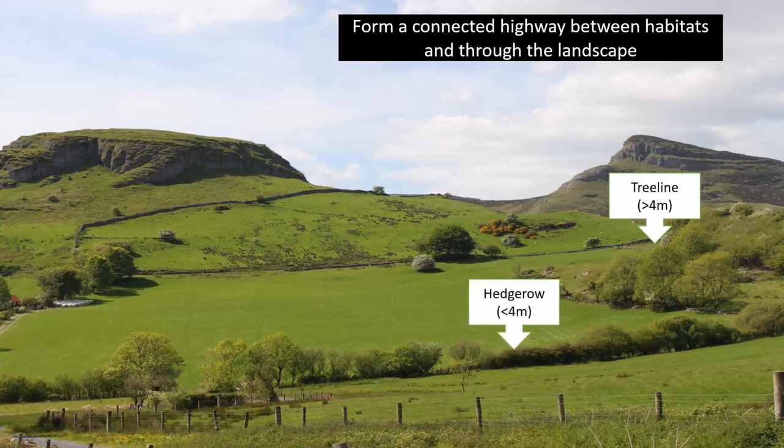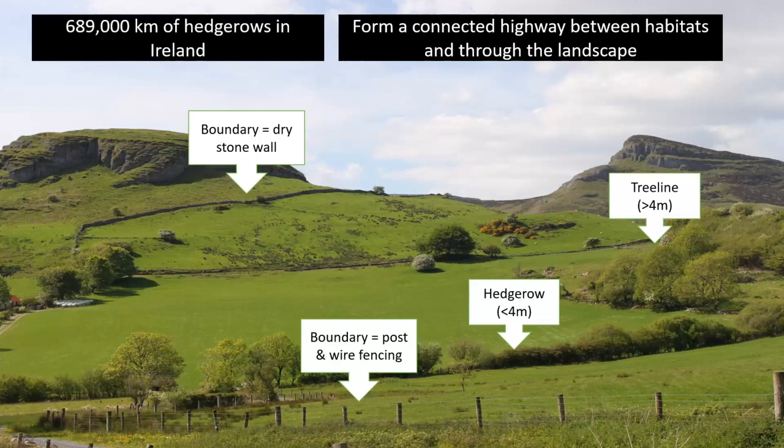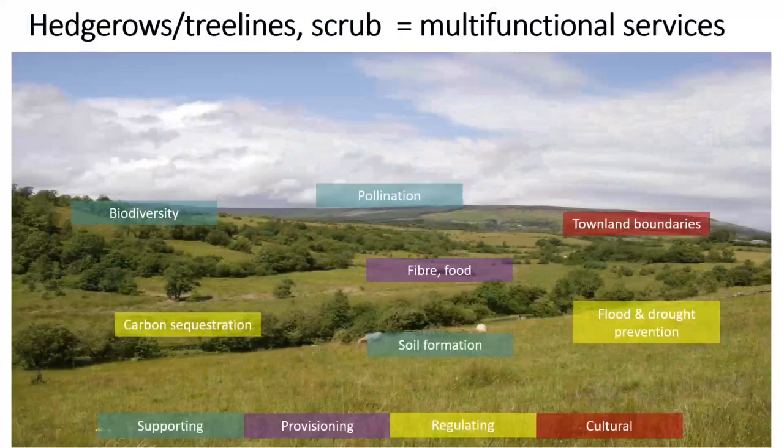Here we have a hedgerow. A hedgerow is less than 4 meters in height, and again it's linear and it's taking up less than 4 meters width. And of course you have other things, like boundaries that are just post-wire fencing, and you also have stone walls, and you can get all of these within a landscape quite close to each other. So I don't know if this is true or not, but nearly 700,000 kilometres of hedgerows in Ireland. So very big resource for wildlife, for plants, etc.